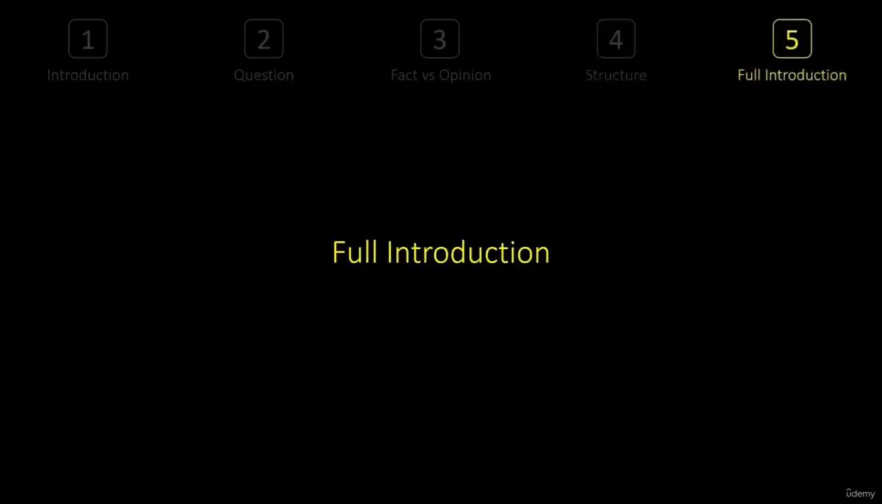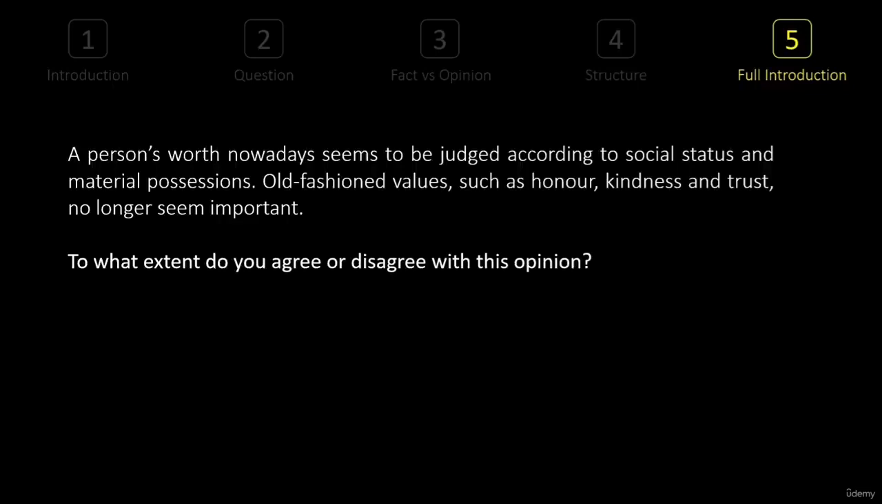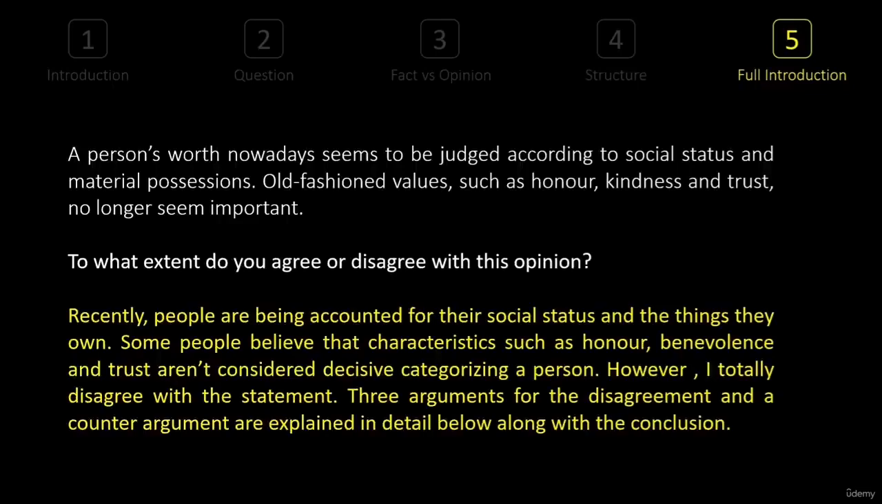Now let's see the full introduction, what we have done so far, so that we get the point clear. This was the question and this is the answer. Recently, people are being accounted for their social status and the things they own. Some people believe that characteristics such as honor, benevolence, and trust aren't considered decisive in categorizing a person. However, I totally disagree with the statement. Three arguments for the disagreement and a counter argument are explained in detail along with the conclusion. So this is the whole introduction in which we talked about everything we need to, and it's short.